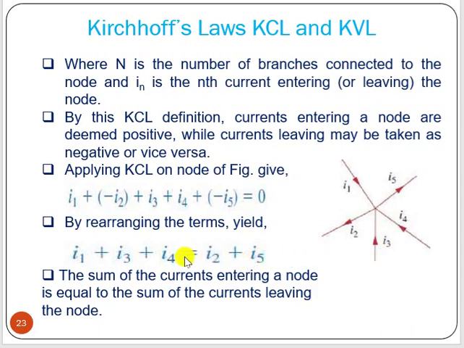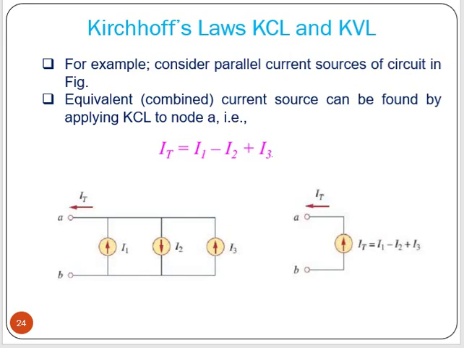Now if you take this I2 and I5 to the left hand side, that becomes minus, and the right side will be 0. So it becomes I1 minus I2 plus I3 plus I4 minus I5 equal to 0. So it gives the previous expression. So at any node, the algebraic sum of current equals 0, or you can say the sum of entering current equals the sum of leaving current at any node. A node is where two or more branches are connected together.